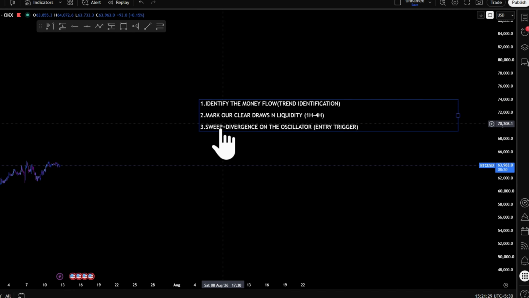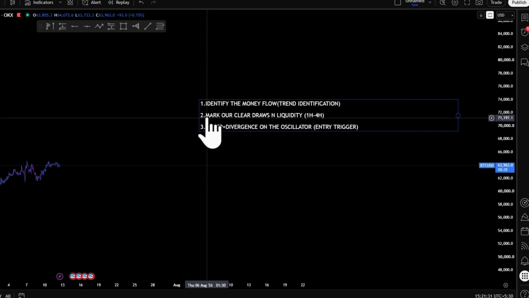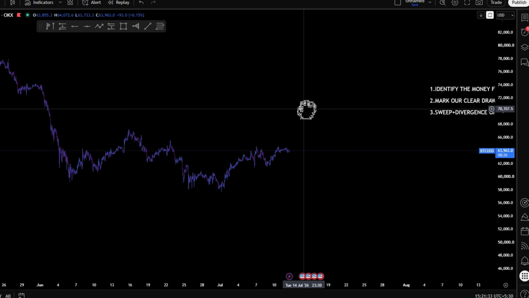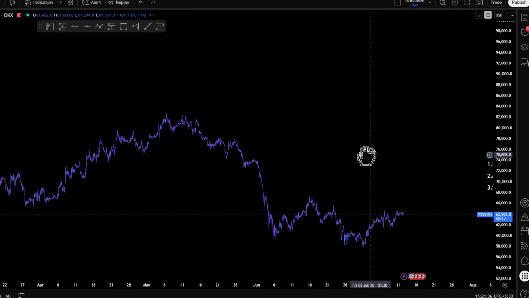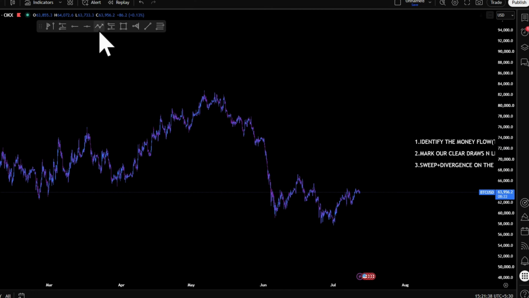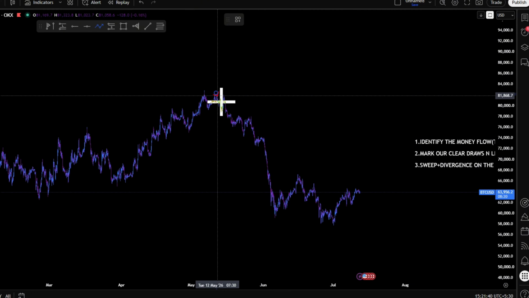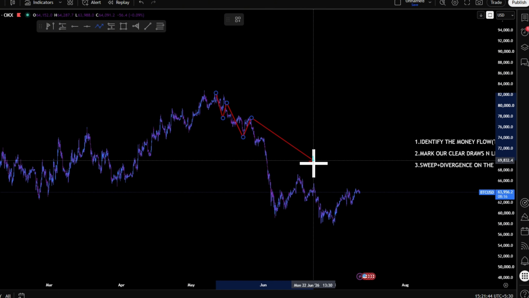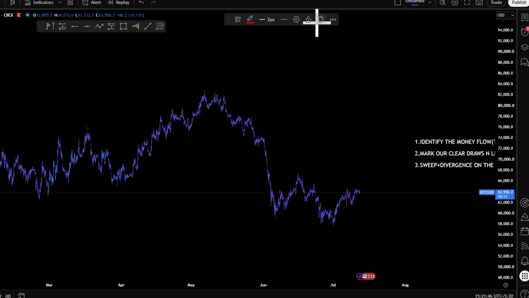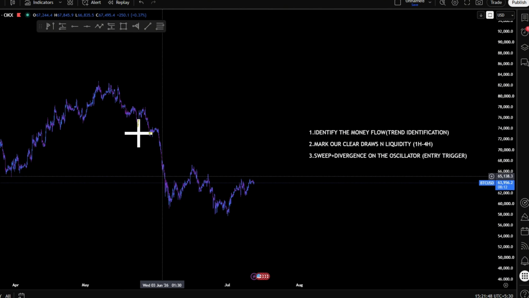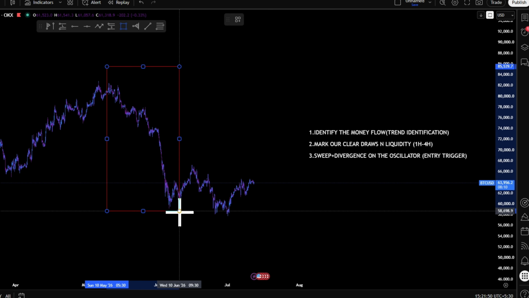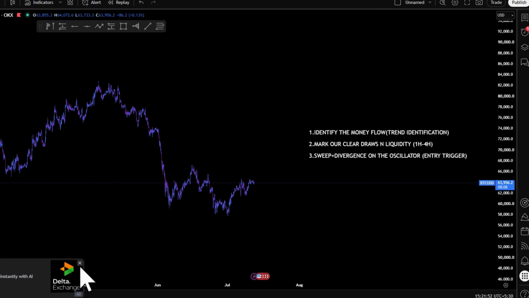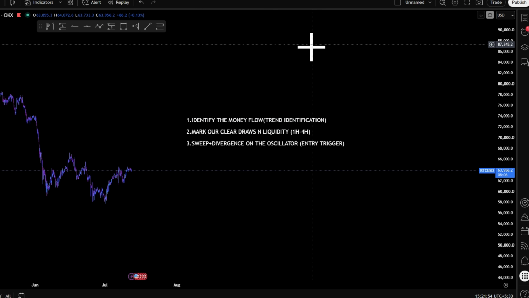Step number one is identify the money flow, which is the trend identification process. Right here, what you do see is that the price is in a downtrend, making consistent lower lows and lower highs, and lower lows and lower highs, and so on. This simply means that we are only interested in shorts because we are in a downtrend in this range. Now moving on to the second step.